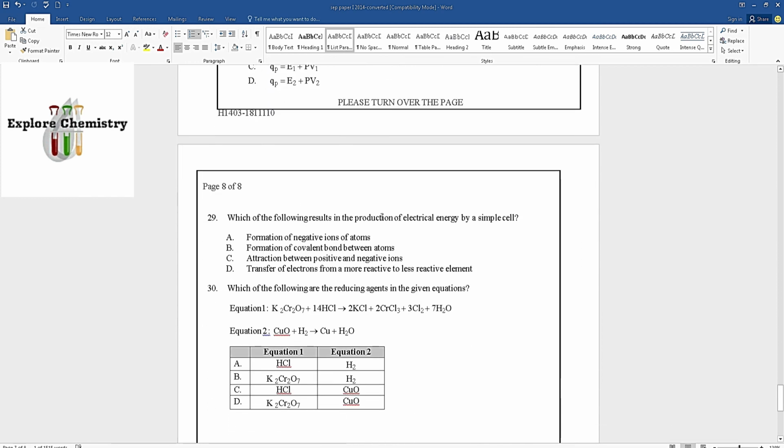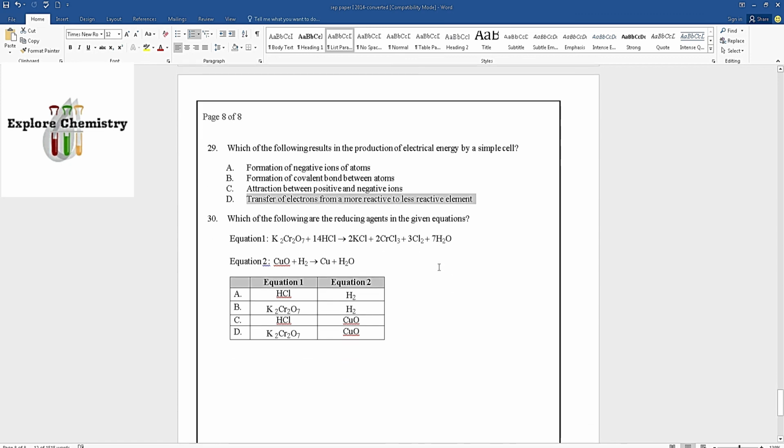Number 29, which of the following results in the production of electrical energy by a simple cell? Formation of negative ions? No, it doesn't happen in a galvanic cell. Only positive ions or neutral species are formed. Formation of covalent bond between atoms? No, no compound is formed in a galvanic cell. Attraction between positive and negative ions? No, attraction between ions and electrode takes place. D, transfer of electrons from more reactive to less reactive, means from anode to cathode. This happens in any galvanic cell or voltaic cell. So D is the correct answer.